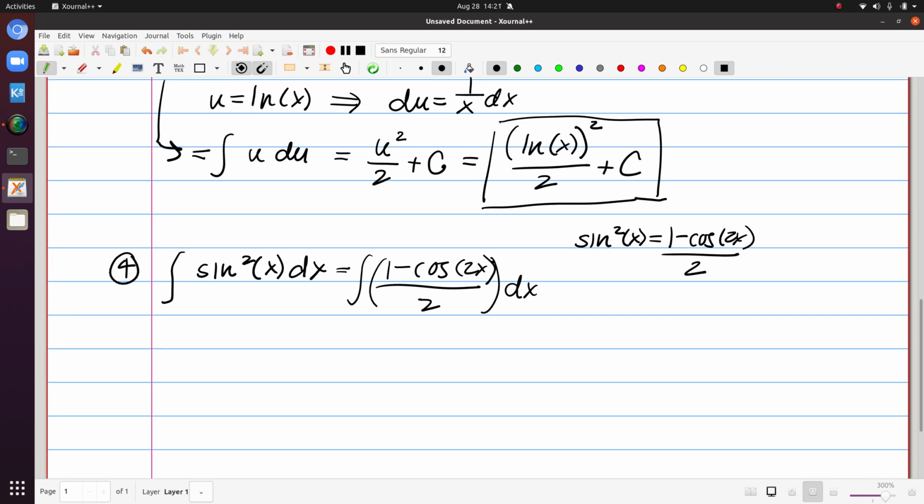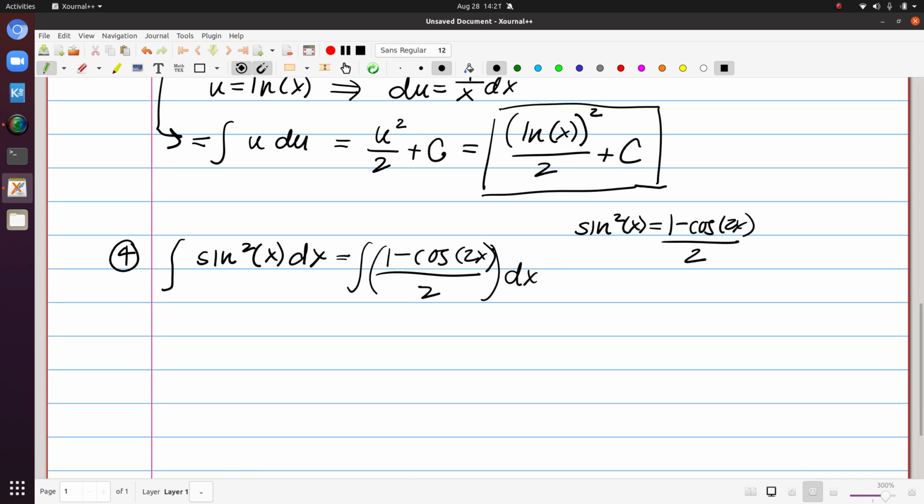So what I can do at this point is at least rewrite this as the integral of 1/2 dx minus 1/2 the integral of cosine 2x. And for this first part, we don't need U-substitution. That's just going to give me x over 2. But for the second part, I want to use U-substitution.